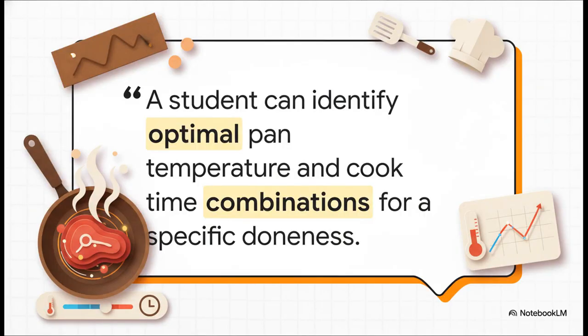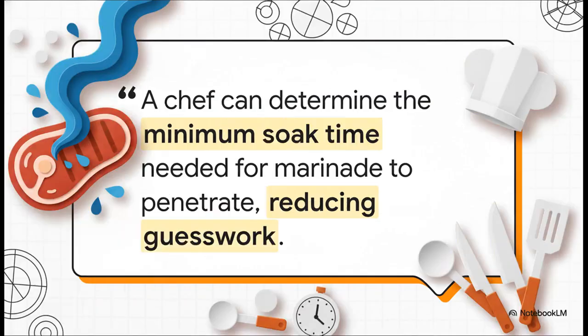For a student, man, this is a total game changer. Think about it. No more wasting expensive steaks trying to get it right. They can just run simulation after simulation, playing with the heat, tweaking the time, until they figure out exactly how to nail that perfect medium rare, all without ever turning on the stove. Now, for a professional chef, time and money are everything. With this, they can figure out the perfect amount of time for a marinade to really sink in and flavor the meat. They can optimize their whole process without throwing away a single expensive ingredient on a test run.